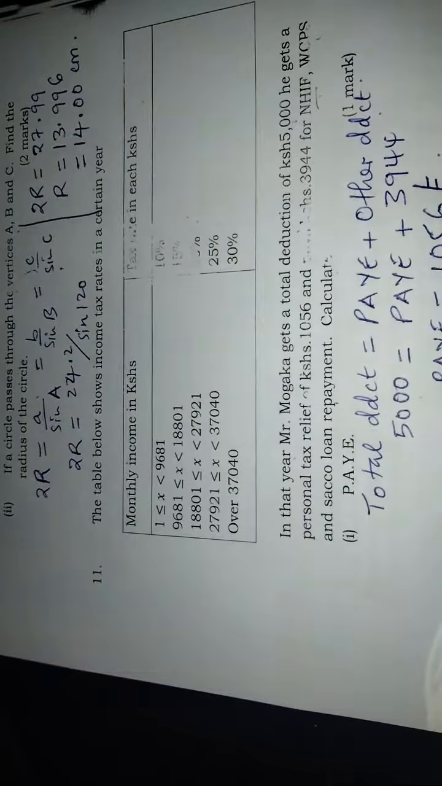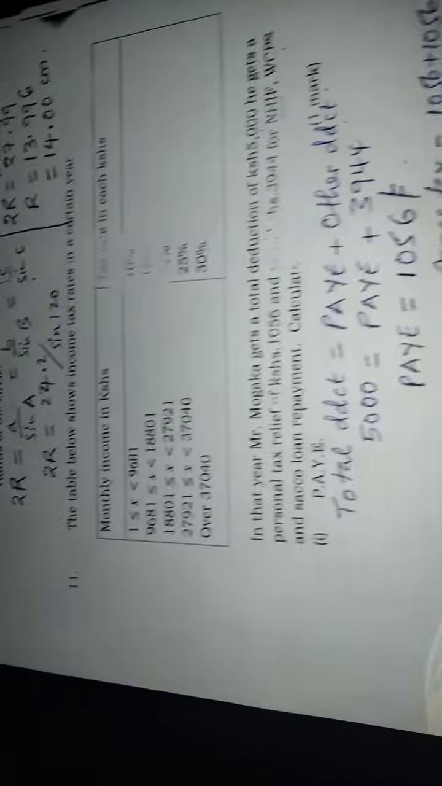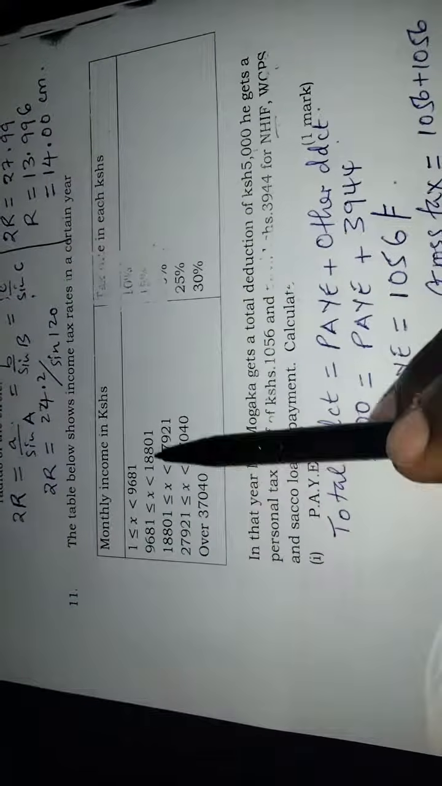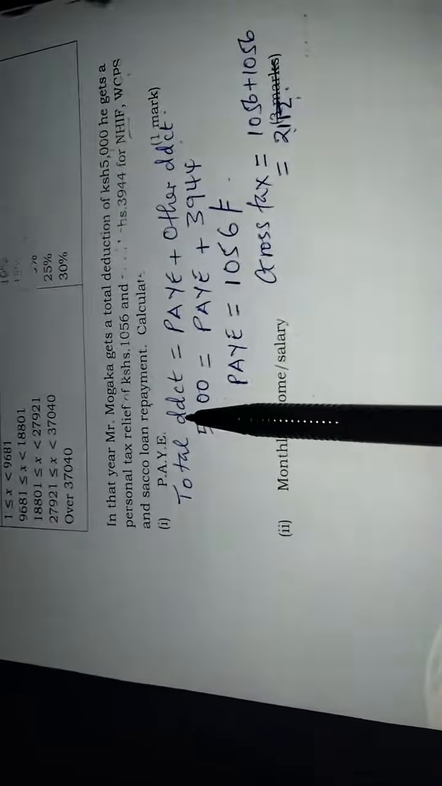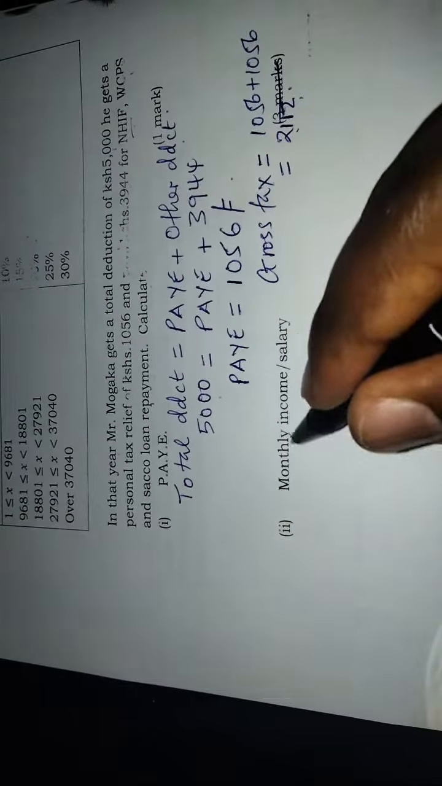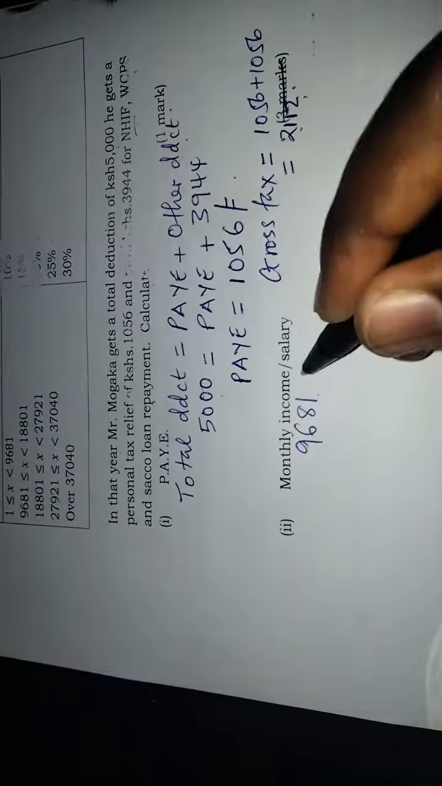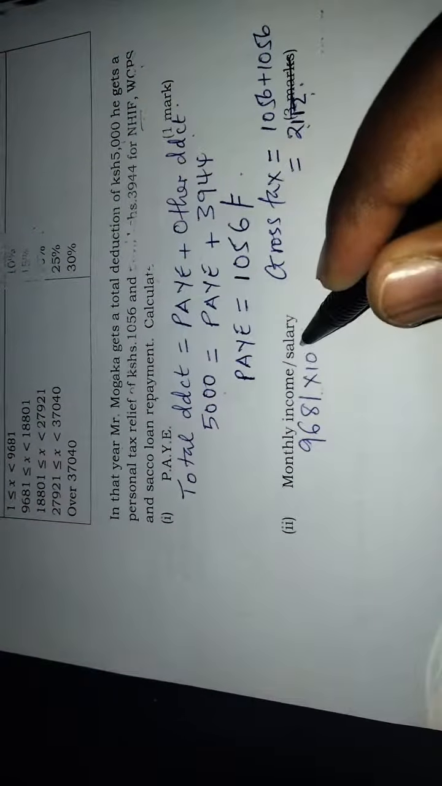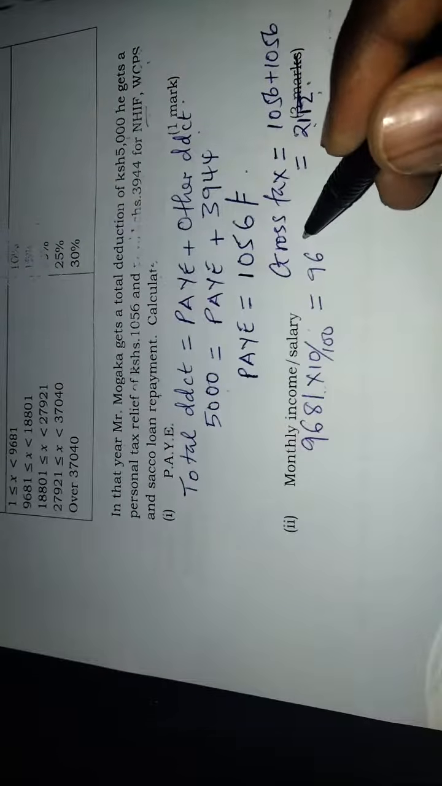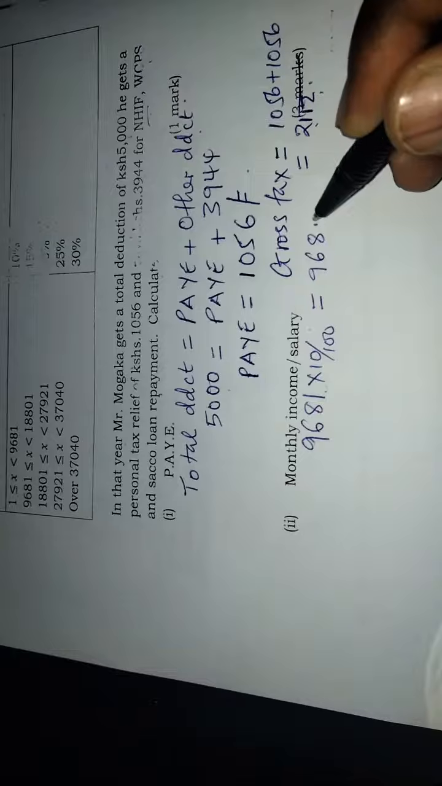Therefore, for us to get his monthly income, we are going to tax a known amount. This is a back taxation. We tax a known amount until we get 2112. Therefore, here is the table. We have the first 9681. So in the first bracket, we have 9681 at the rate of 10%. This gives us 968.1.